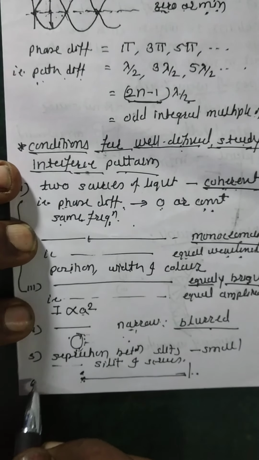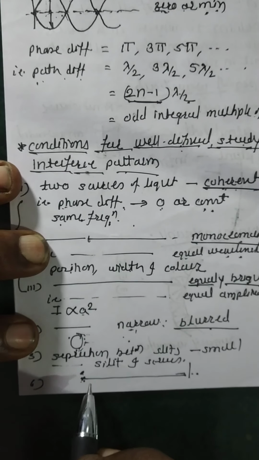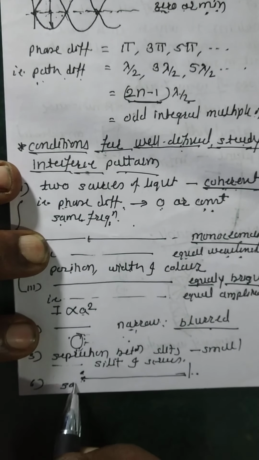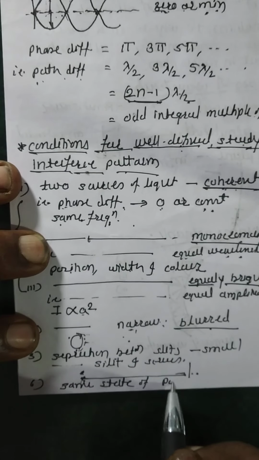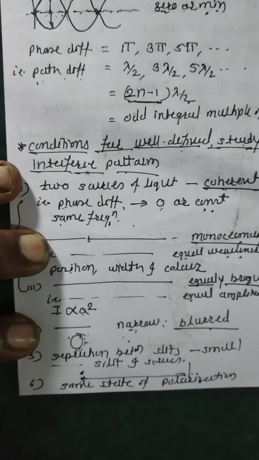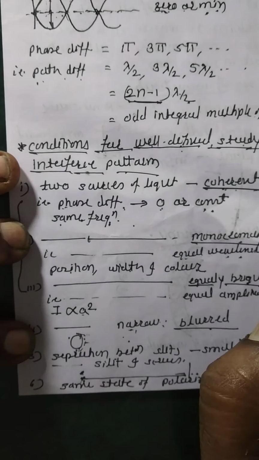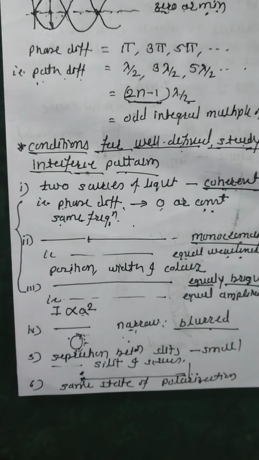And one more condition: the two interfering waves must be in the same state of polarization. The two sources of light must produce waves having the same state of polarization. These are some conditions of a steady and well defined interference pattern.